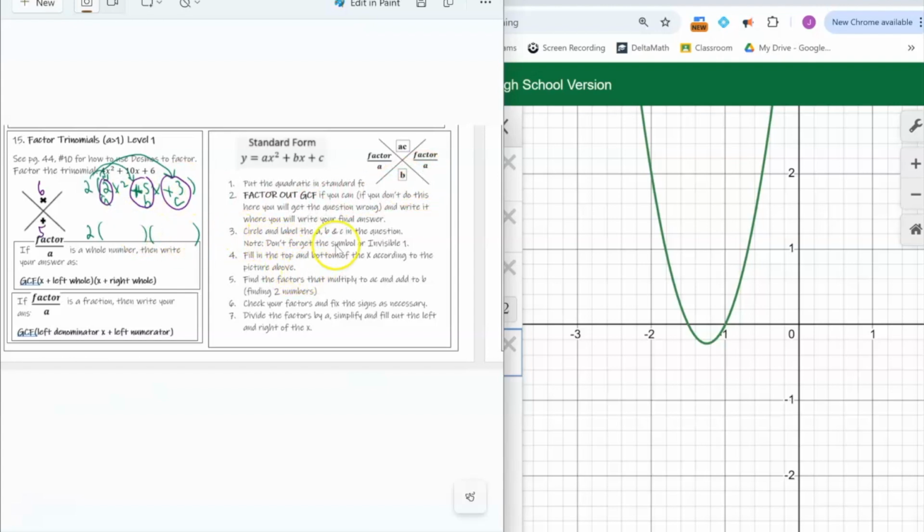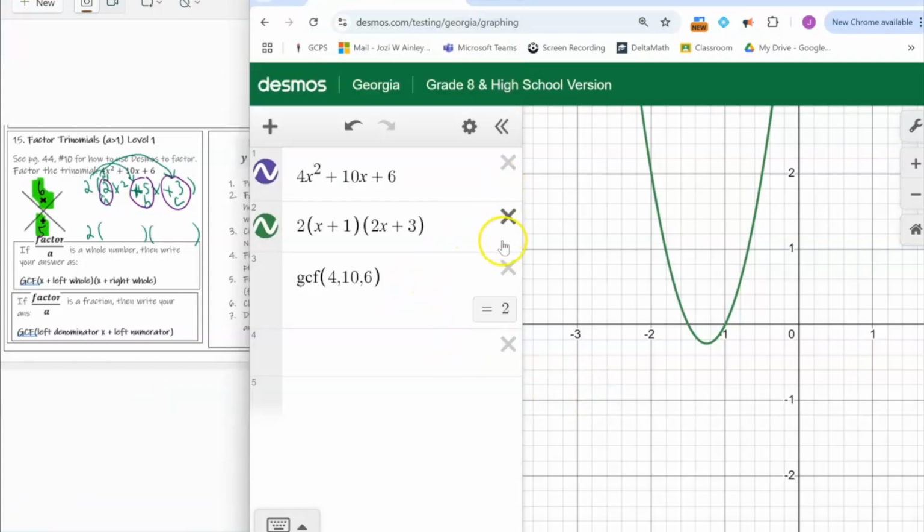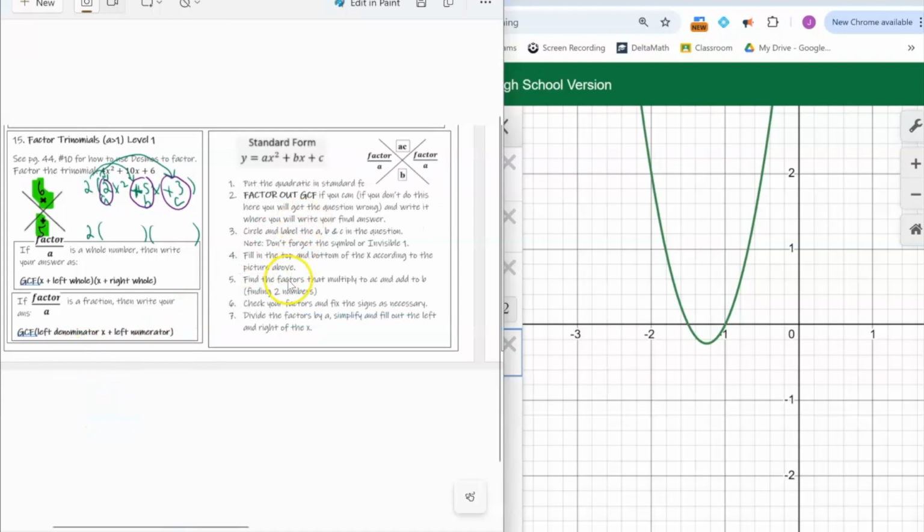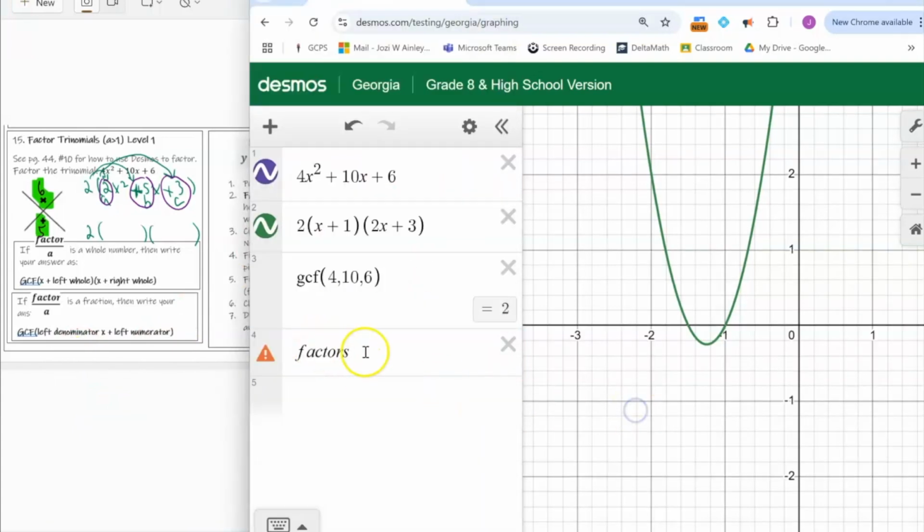Find the factors. These are 2 numbers that multiply to AC. So they need to multiply to 6 and they add to 5. And I think you can do this part in the calculator. Let's go ahead and do it. Factors of AC. Again, we want to put parentheses. So A is 2 and C is 3.